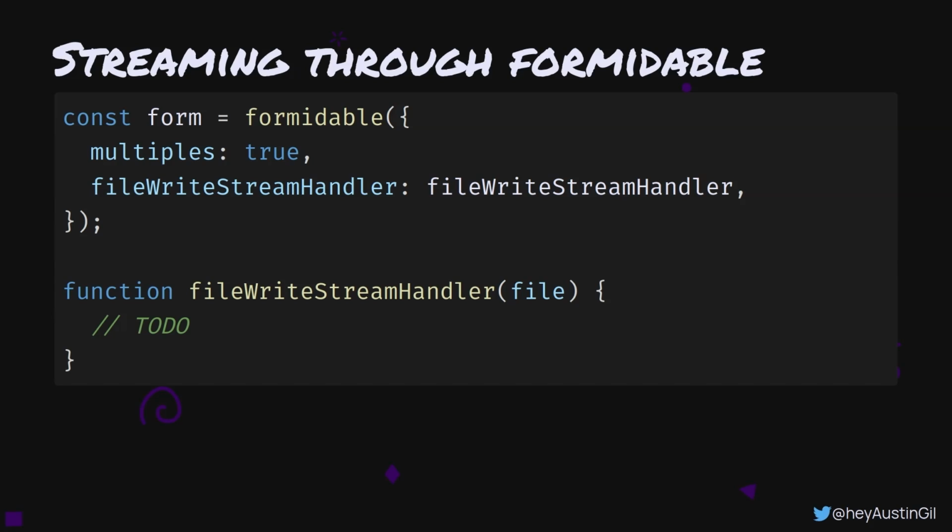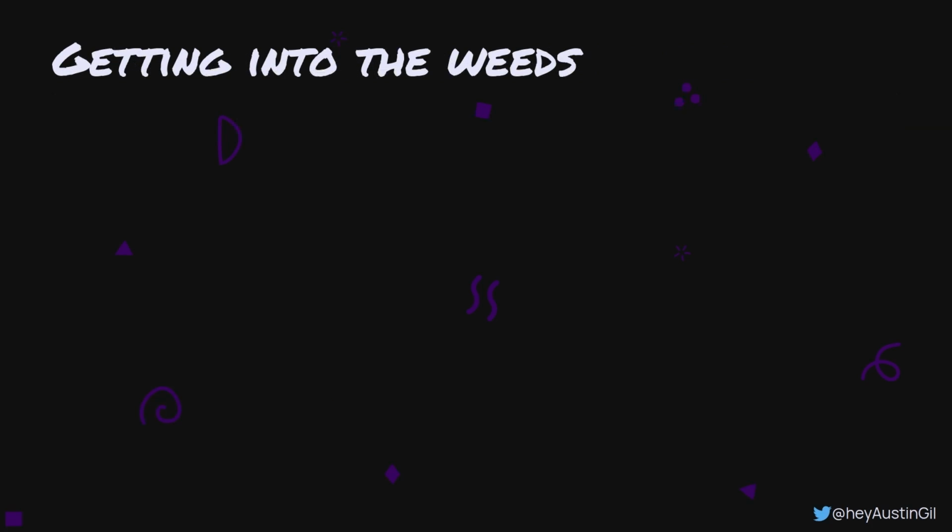We can do that by setting a custom option called the file write stream handler, which accepts a custom function and is going to give you access to information on the file. Before we get into it, this part gets a little bit into the weeds. So let's just talk about what we need to do for this stream processor.